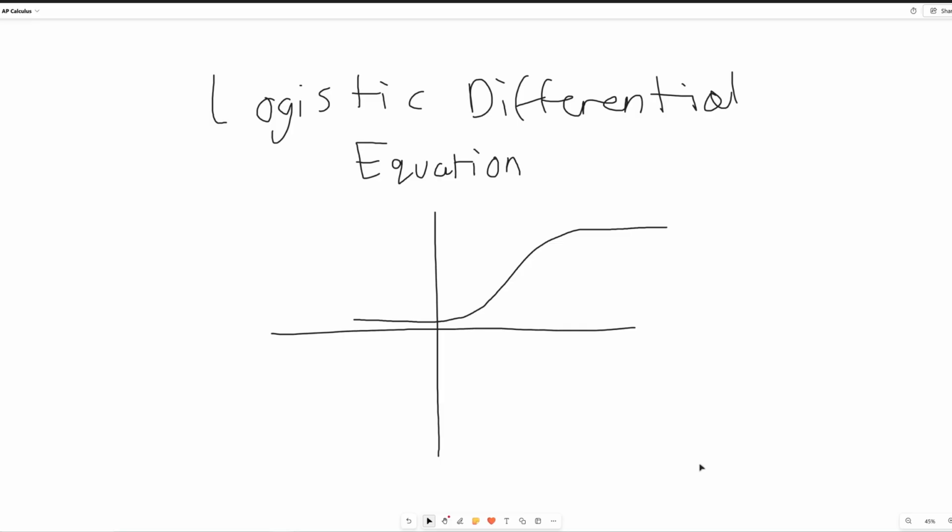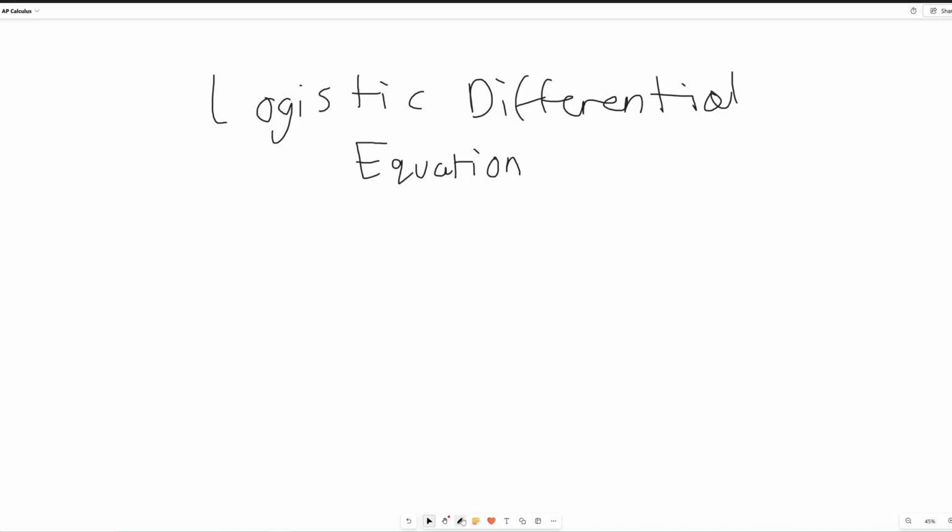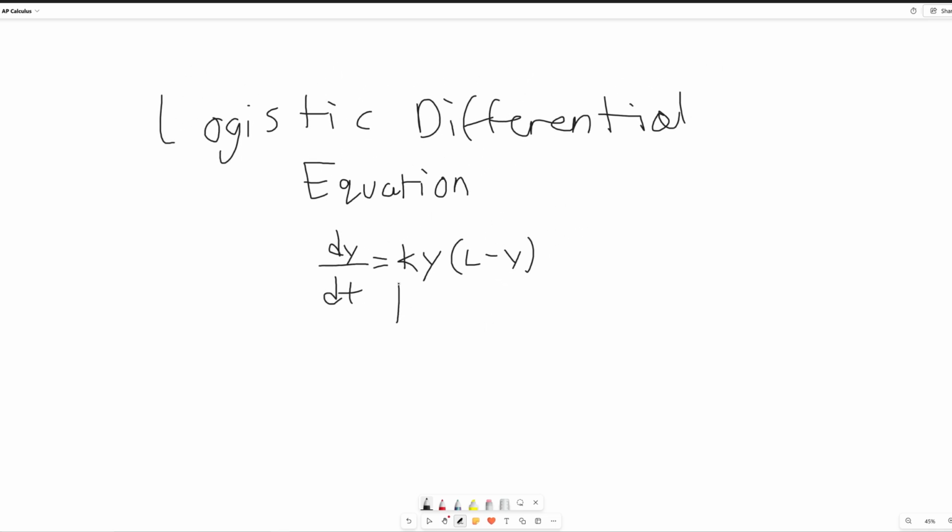So how do these equations look? Well, in differential form, you're going to see dy over, let's say, dt equals k times y times L minus y. So what is this? K, constant, like we said before. And then L is what is called the carrying capacity.